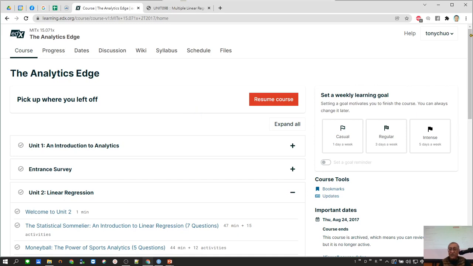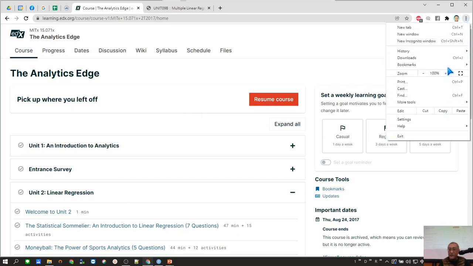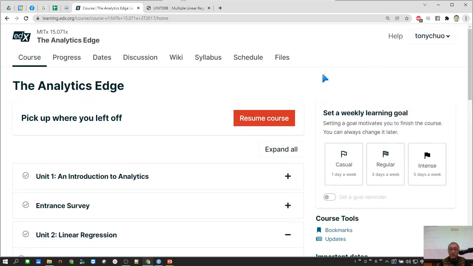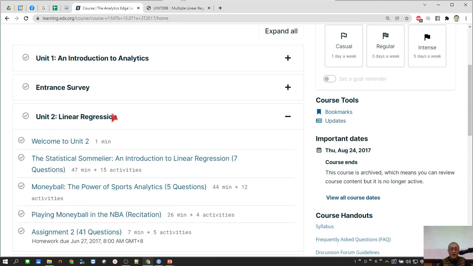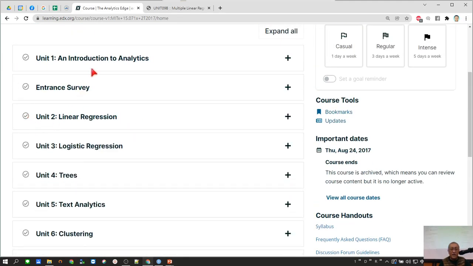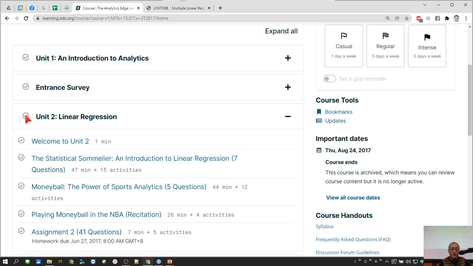Now, after you can see the course, you'll see that there are many, many units, right? The portion that I want you to do as this week's personal assignment is this one. They are unit 2, right? So unit 2 is actually linear regression.